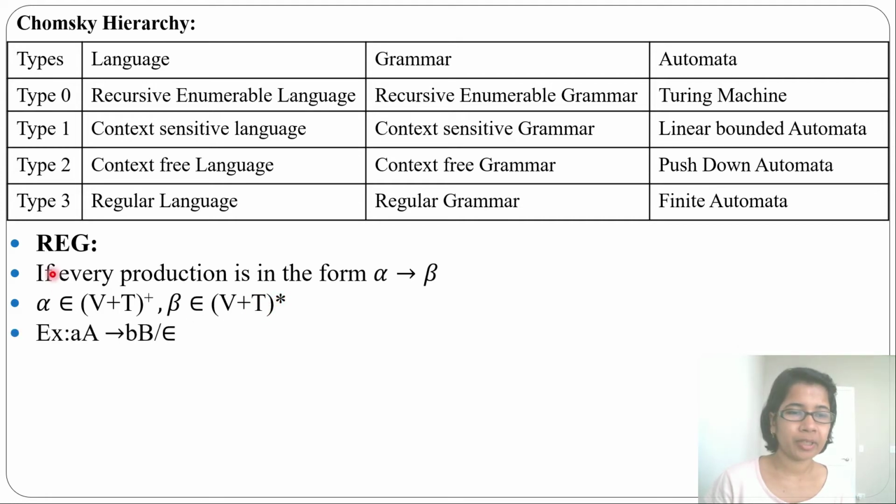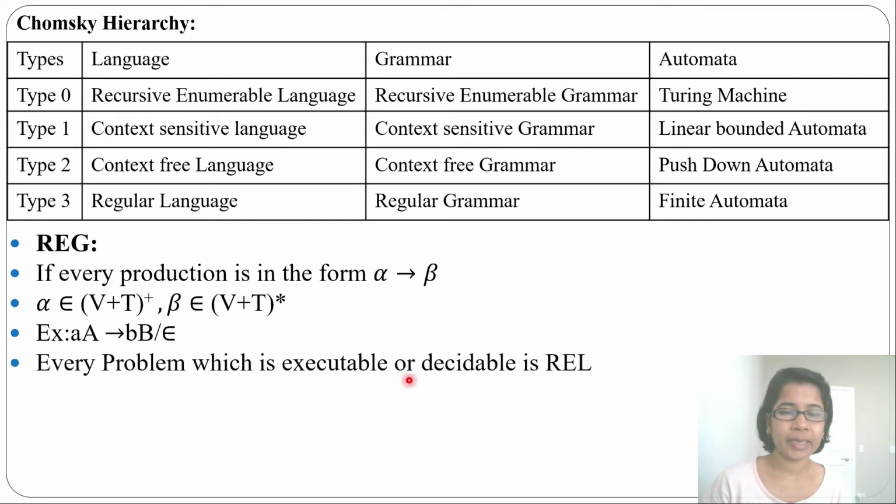One example of recursively enumerable grammar is AA tends to BB or epsilon. You can see here a left side terminal is allowed. In recursively enumerable grammar and in context sensitive grammar, a left side terminal is allowed. But in context free grammar and regular grammar, only a variable is allowed on the left side. And here epsilon is allowed because beta belongs to (V plus T) Kleene closure. Kleene closure means it will be minimum epsilon, then it can be a variable, a terminal, or any combination of variables and terminals.